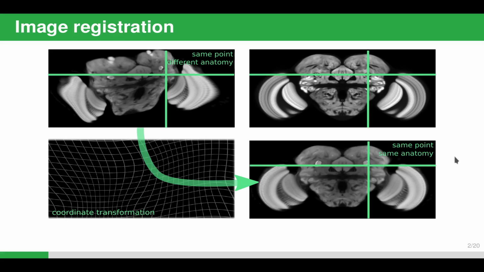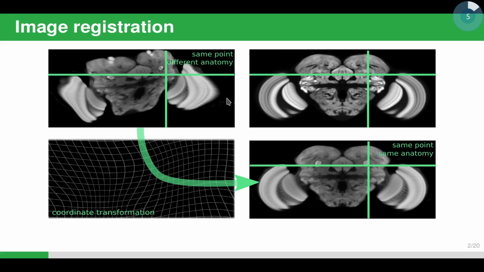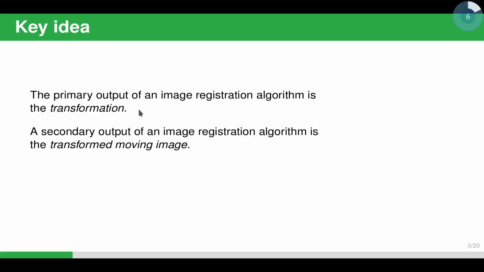So the first key point that I'd like to emphasize is that the primary output of image registration is the transformation, and that the transformed moving image is just a secondary output. So let's understand why. If you have the transformation and the original moving image, it is very easy to get the transformed moving image. But if you only have the transformed moving image and the original moving image, it's quite difficult to get the coordinate transformation that came out. So that's why you should think about the transformation as the main output of image registration.